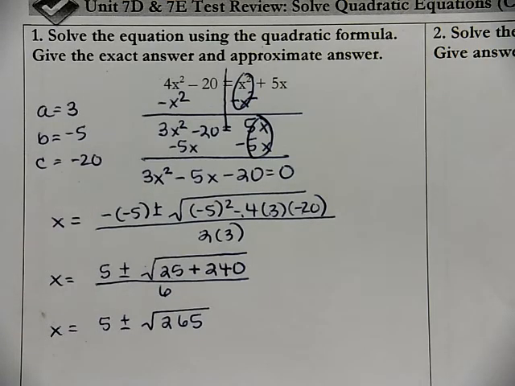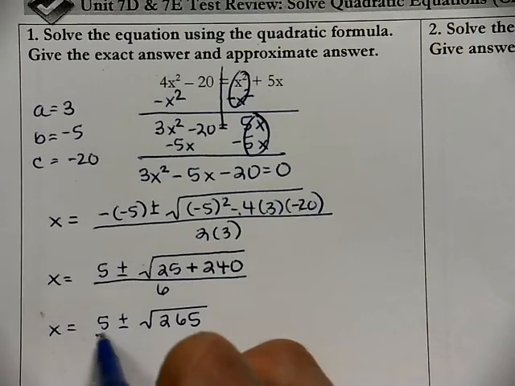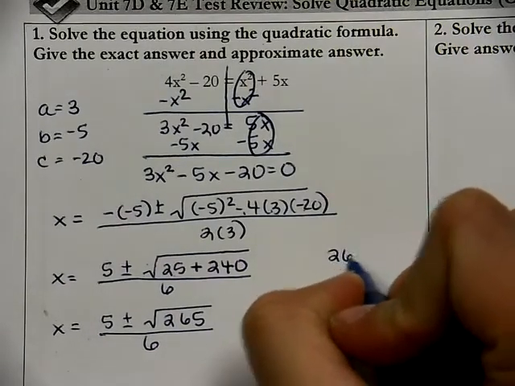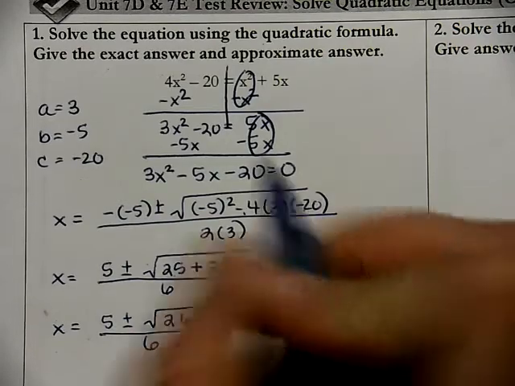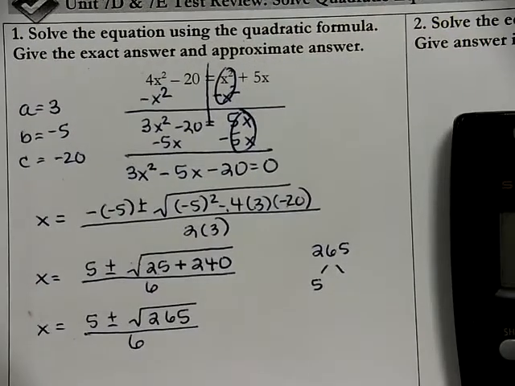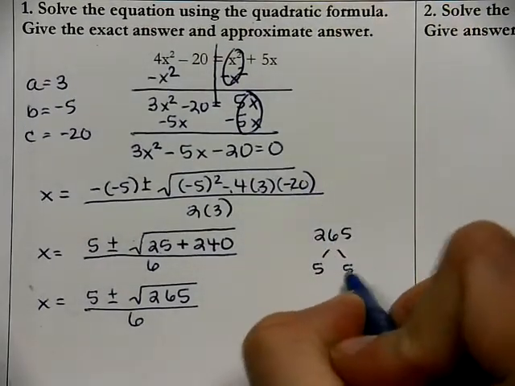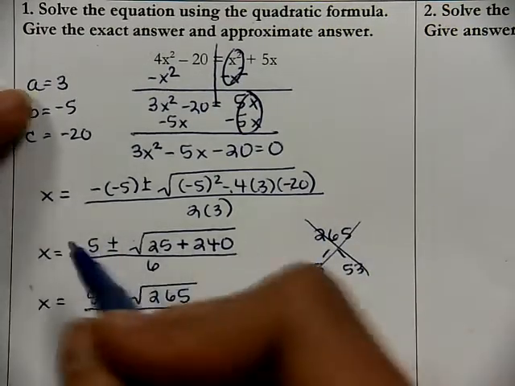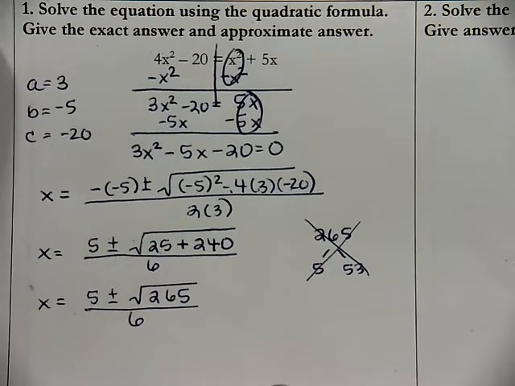That's all over 6. And I have to try and simplify the square root of 265 if I can. I always got to check that. To the side, I'm going to make a factor tree, 265. Because it ends in a 5, I know it's divisible by 5. I'm going to use my calculator to figure out 265 divided by 5. That would be 53. And I believe 53 is a prime number, so I don't have to worry about simplifying. That is my final answer. That's my exact solution: 5 plus or minus the square root of 265 all over 6.